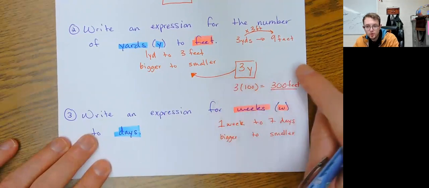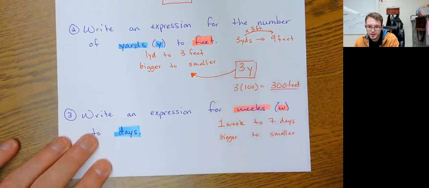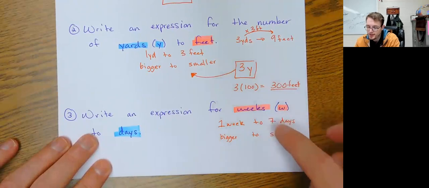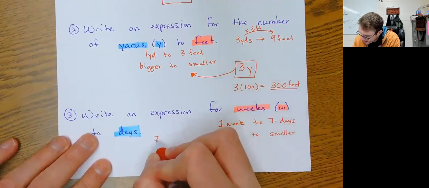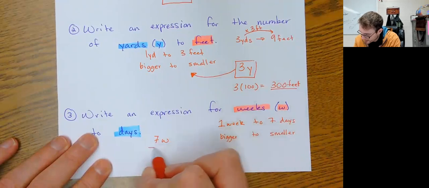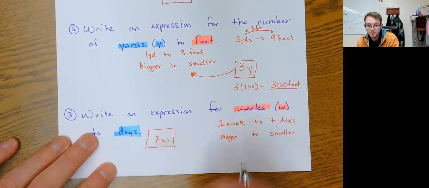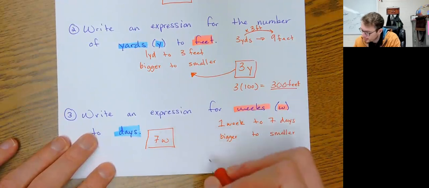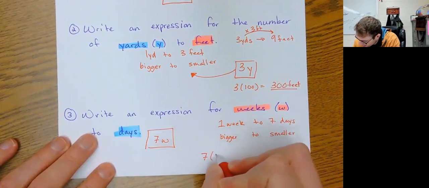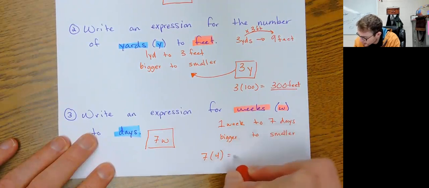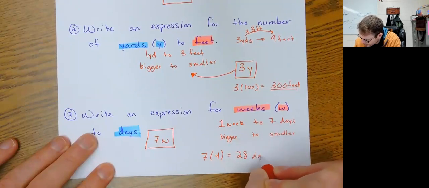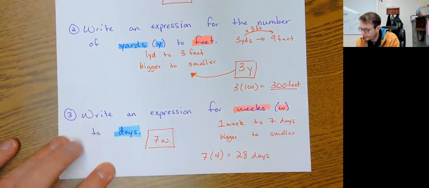So now that I know my rules, bigger to smaller, that's multiplication. So I just need to know, oh, 7 days. So every week will give me 7 days. And that would make sense, right? Because let's say there's 4 weeks in a month, well, 7 times 4 weeks equals 28 days. Oh, it does. 4 weeks is 28 days. Checks out. I like it.